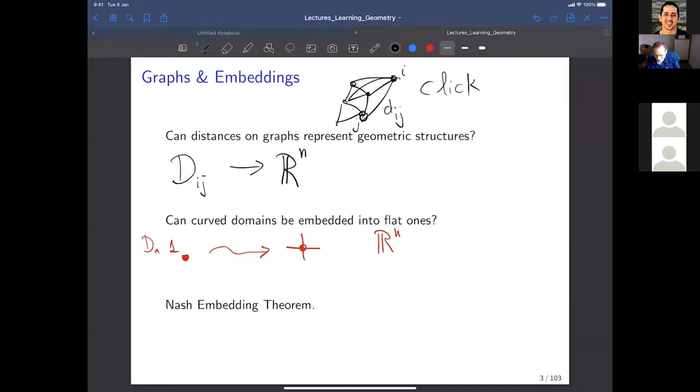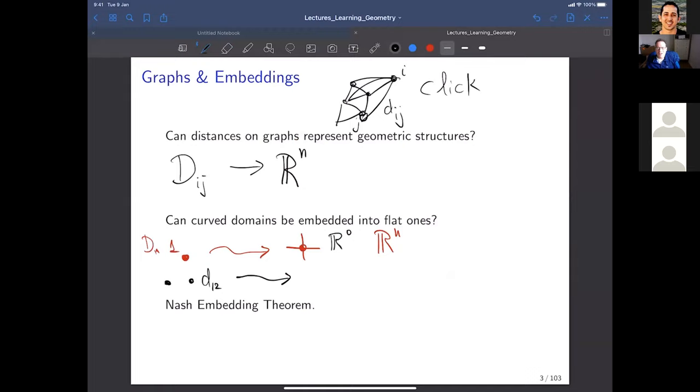Assume that I have 2 points, okay? And the only thing that I have about these 2 points is the distance between them. I have D12, which is obviously equal to D21. Can I embed, placing these 2 points in R of any finite dimension?